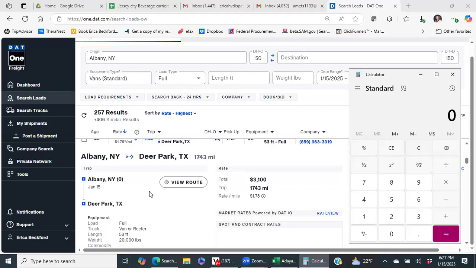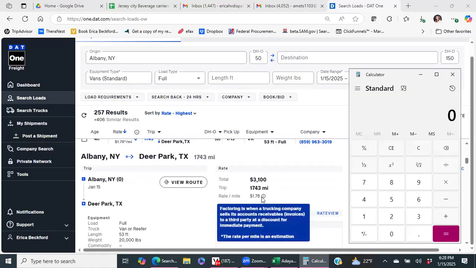All right. So we're using this load as an example. This load is going from Albany, New York to Deer Park, Texas. This is saying that the rate for this load is $3,100, and it's saying that it's 1,743 miles. It automatically calculates it here for you. So I'm going to show you how they got this calculation.